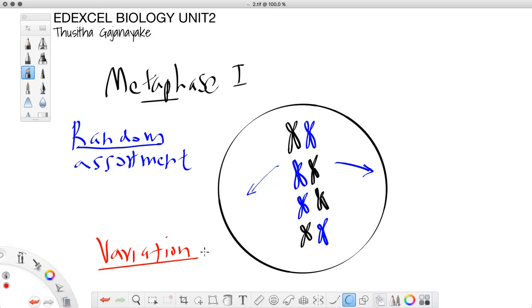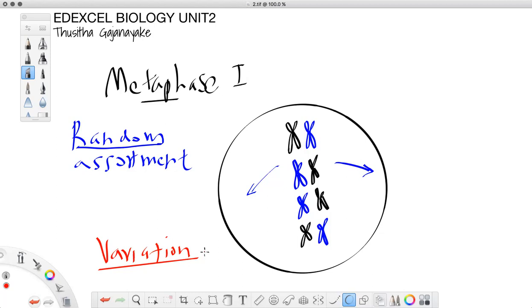So these two events are most important to remember, and they bring genetic variations to all living organisms. As a result, one is not identical to the other one. So everybody has differences. The differences are important for the sustainability of life.